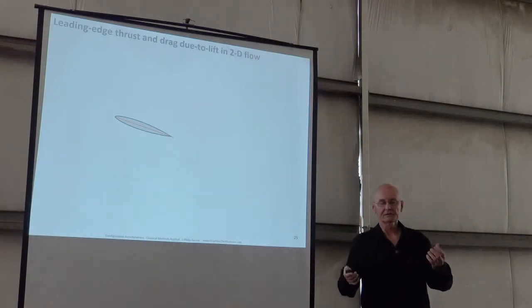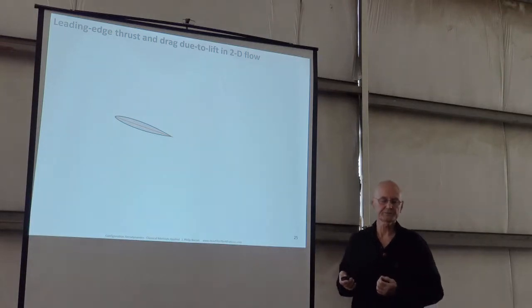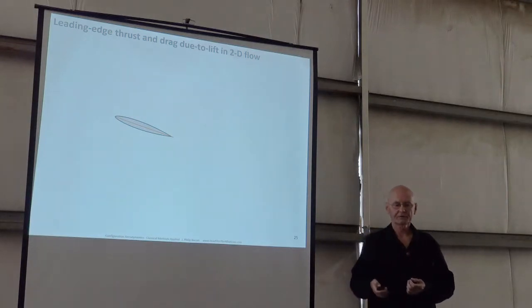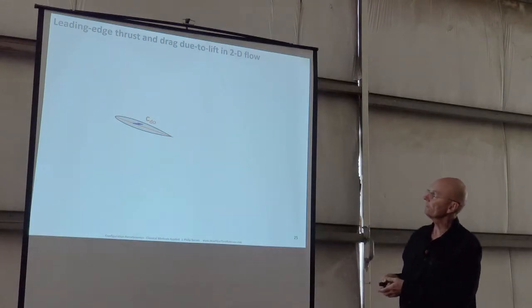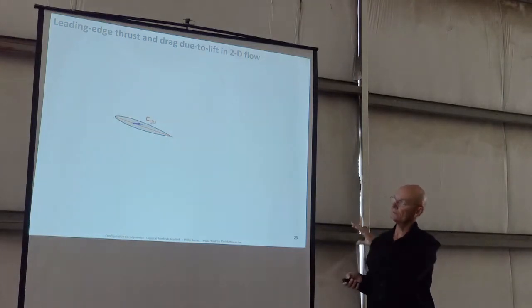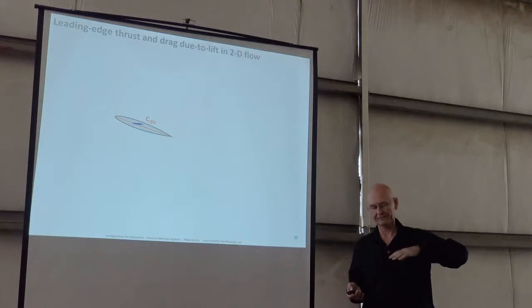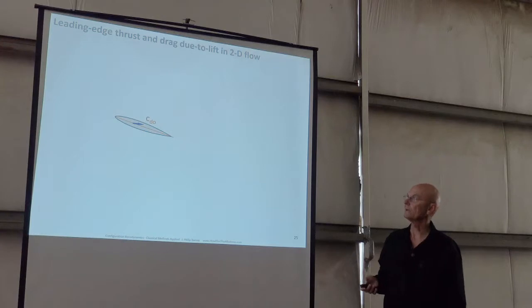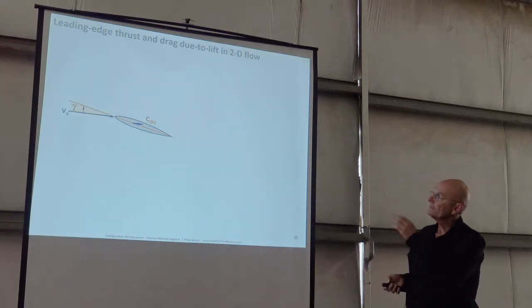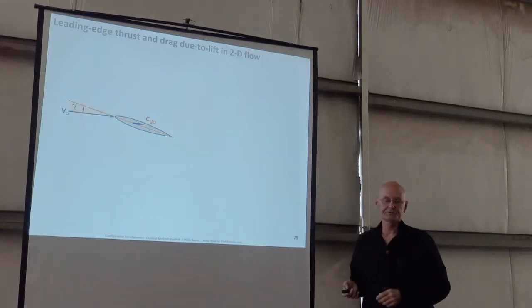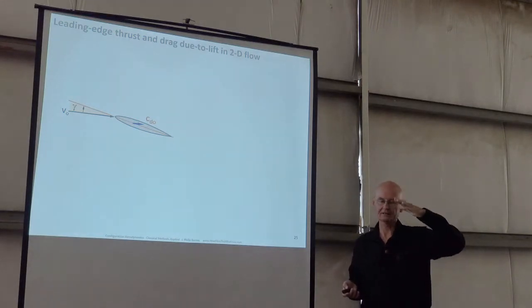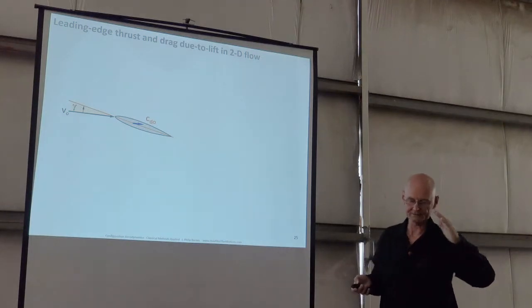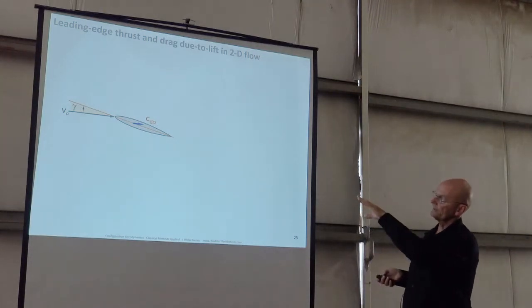AKA leading edge suction. Thrust is a more appropriate term in my opinion. It was the term used by Robert T. Jones, famous aerodynamicist. And where does that come from? Okay, here's an airfoil and here's the CD0 drag at zero lift. So over a wide range of angle of attack, the friction drag is about the same. So that's almost a fixed number. So here's the flight velocity and what I'm calling gamma, which is the geometric incidence of the equivalent flat plate. So I'm taking any airfoil, maybe cambered or uncambered, and making it the equivalent flat plate, okay? And that's at the geometric incidence called gamma.